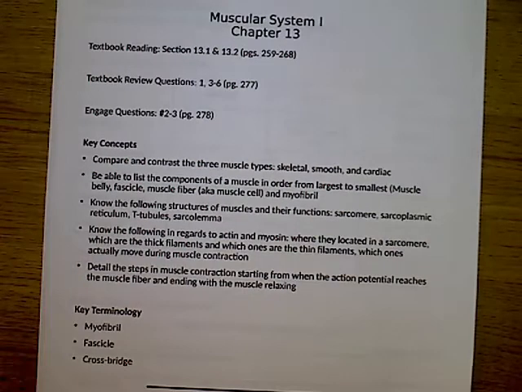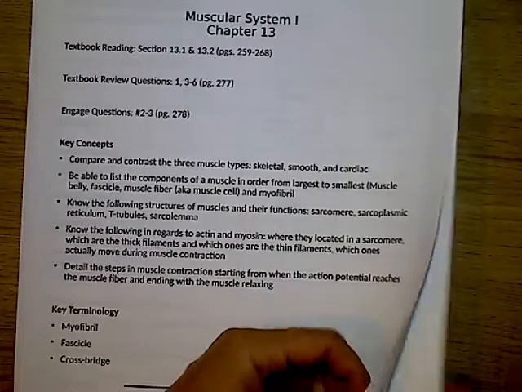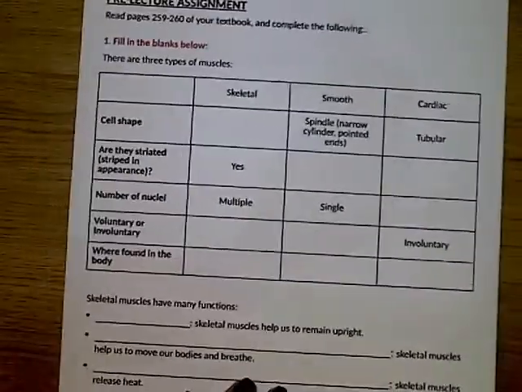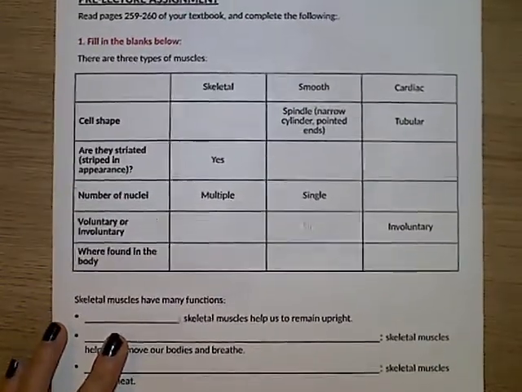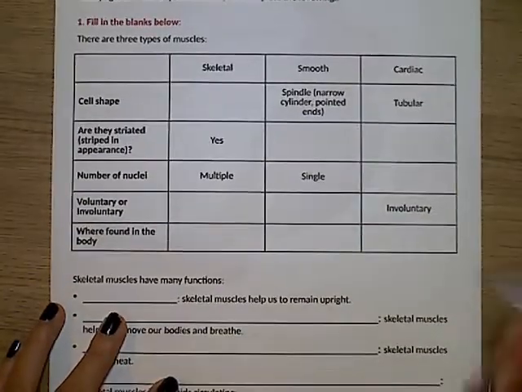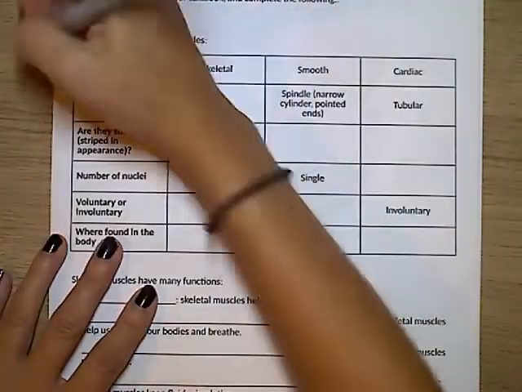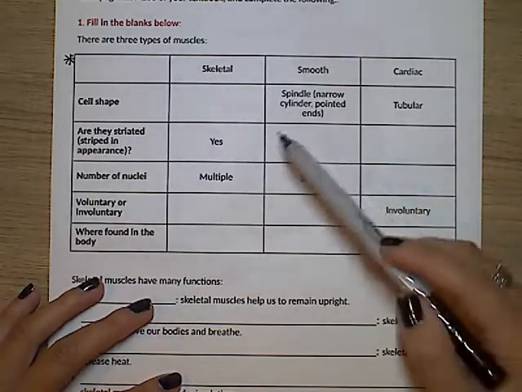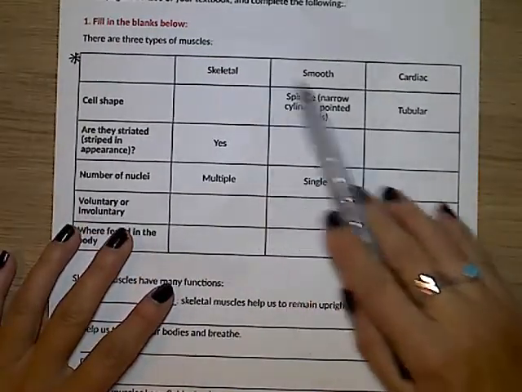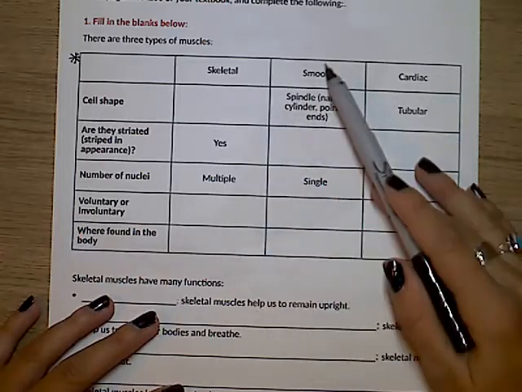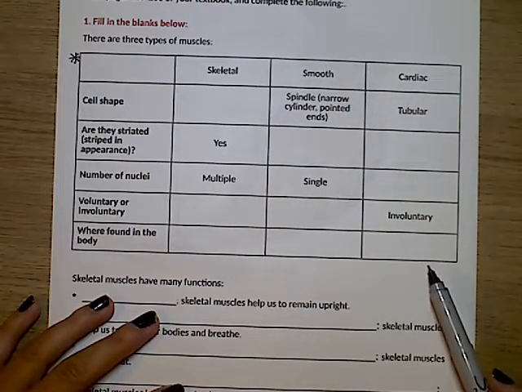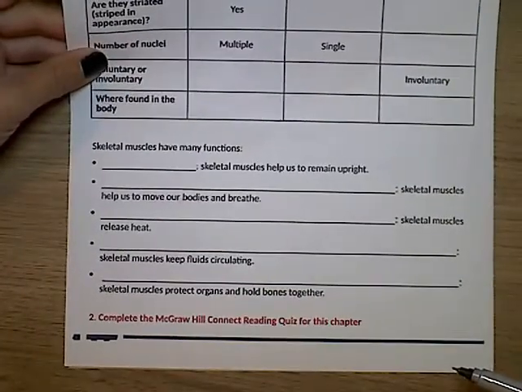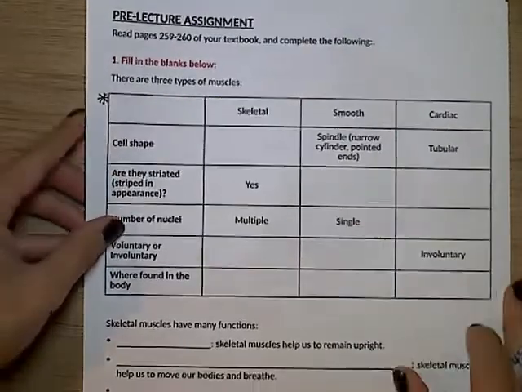For the pre-lecture assignment, this table here should already be filled in from reading the book, but this is a good chart to remember. So know the different types of muscles. We have skeletal, smooth, and cardiac, and then know everything that you have filled in there. So this stuff down here, I don't think you necessarily have to memorize, but this is the most important part of the pre-lecture assignment.